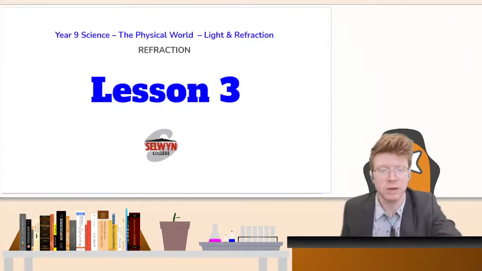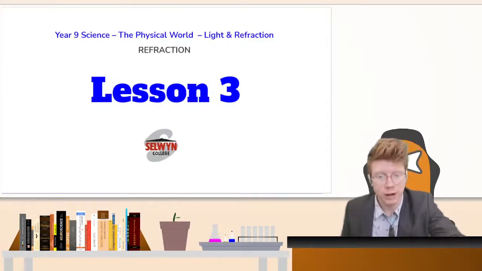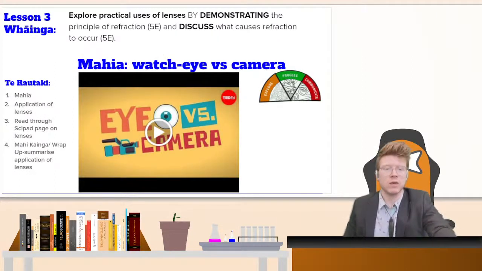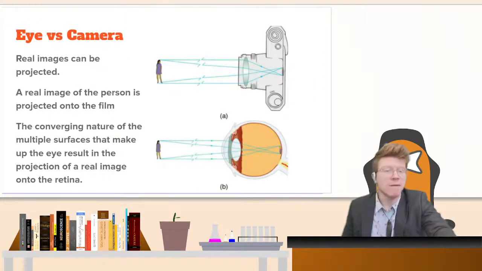All right, now we're moving on to lesson 3, which is on refraction, right? So we've talked about types of lenses, we've talked about all these various things. Now we're on to refraction. The first thing for you to do is to look at the differences between eyes and cameras. And that video does a good job of talking to us about how basically eyes and cameras do very similar things. They take in an image and flip it upside down onto a sensor.